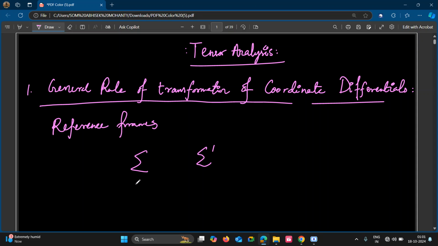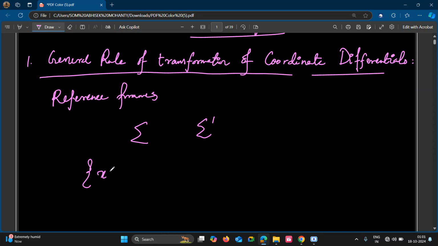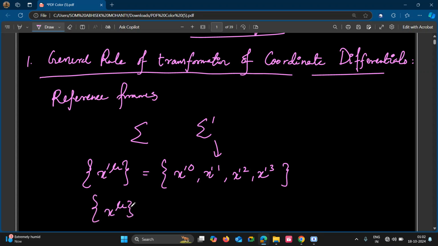Okay, suppose there are coordinates. I will take coordinates, suppose x dash mu. Okay, if I take this coordinate and write the expanded version: x dash 0, x dash 1, x dash 2, x dash 3, right? So this is the coordinate in sigma dash. This is related to the coordinates x mu in sigma, which I can write as x0, x1, x2, and x3.